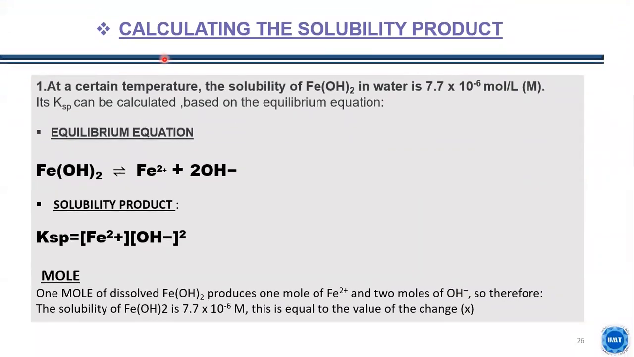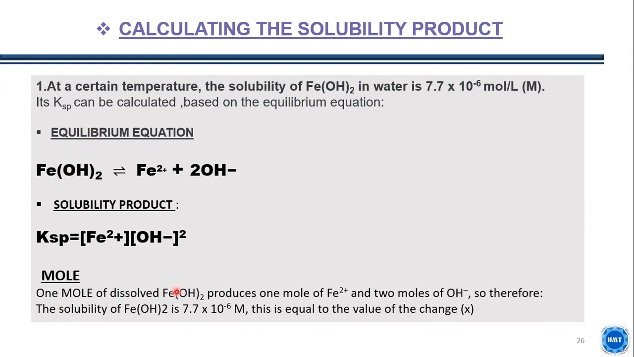And how can we calculate the solubility product? At a certain temperature, the solubility of ferrous hydroxide in water is 7.7 x 10^-6 mole per liter. The Ksp can be calculated based upon its equilibrium equation. So first we have to write its equilibrium equation. We have written it, and this is the salt. And then we have to write its solubility product. This is the solubility product expression of this chemical equilibrium equation of the ferrous compound.